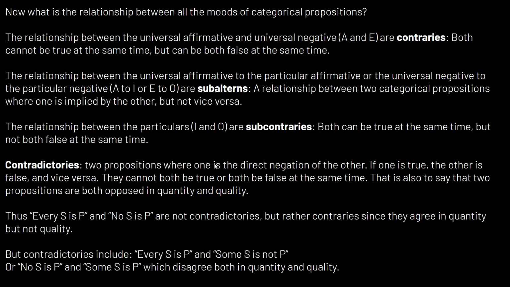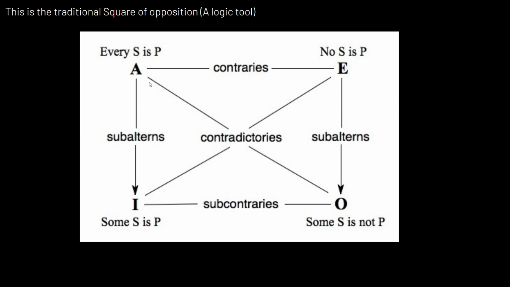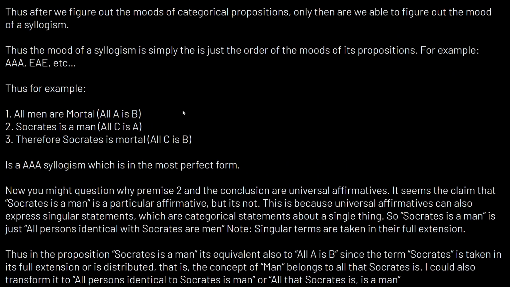Okay, so hopefully that made sense. But contradictories include every S is P and some S is not P, as I've said, or no S is P and some S is P, which disagree both in quantity and quality. So, for example, if you go back, every S is P and some S is not P, they disagree in quantity, some versus every, and in quality, not versus is, right? And that's why they're contradictions.